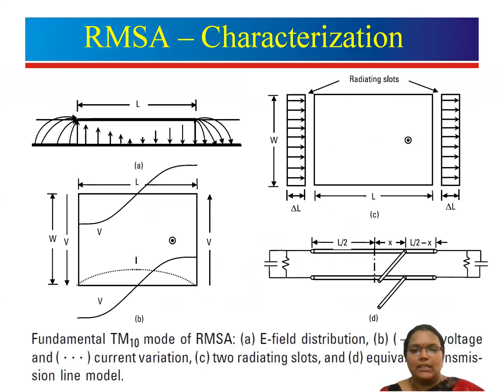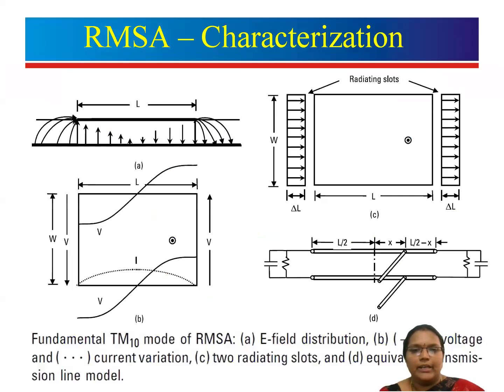These are the modes exciting in a rectangular microstrip antenna: E-field distribution, voltage and current variation, and the two radiating slots and equivalent transmission line model. The radio frequencies which are applied to the microstrip antenna will propagate through the edges of the patch antenna, and the E-field directions are correspondingly like this. In the first figure, we can see the field variation in the dielectric substrate. The height of the arrow indicates the magnitude. The direction of the arrow indicates the value, whether it is positive or negative.